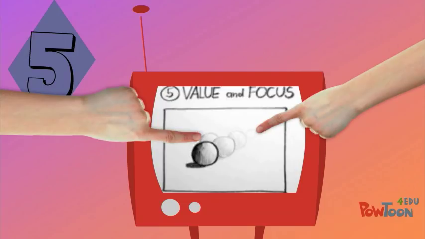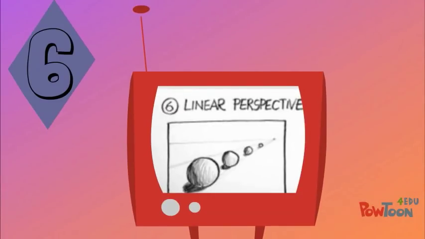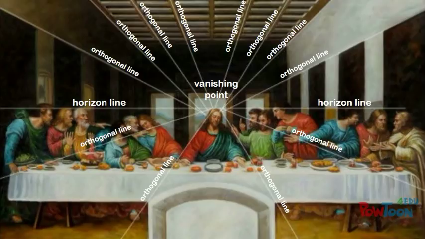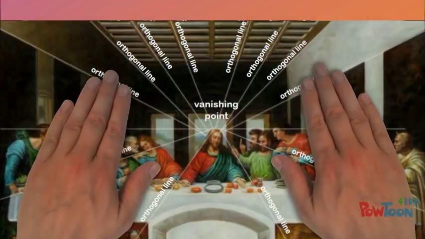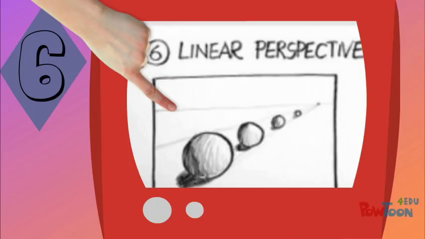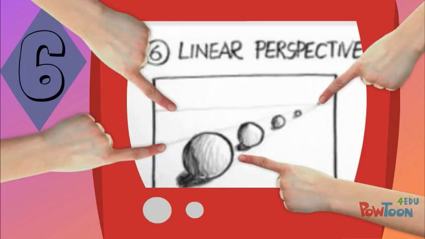And 6. Linear perspective, which is a technique developed in Italy during the Renaissance, in which mathematical concepts were used to develop a system for creating depth in 2D artwork. This method involves the use of horizon lines, vanishing points, and orthogonal lines to make objects look closer and farther away in the artwork.